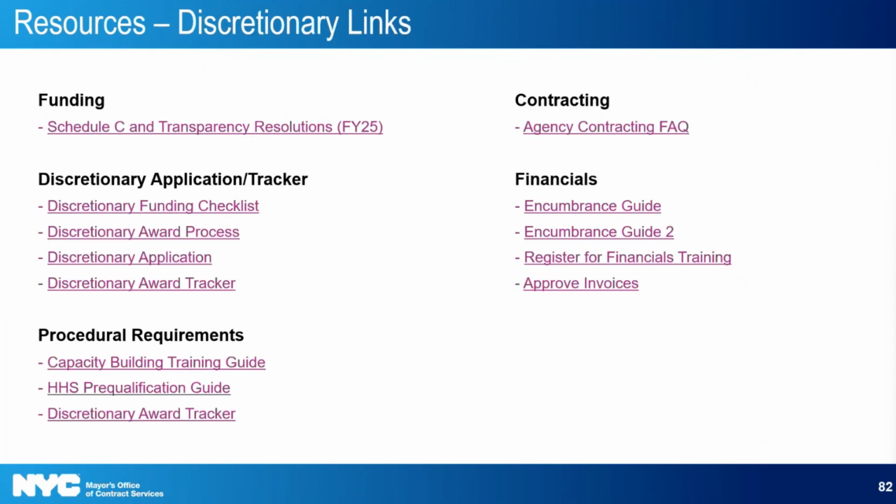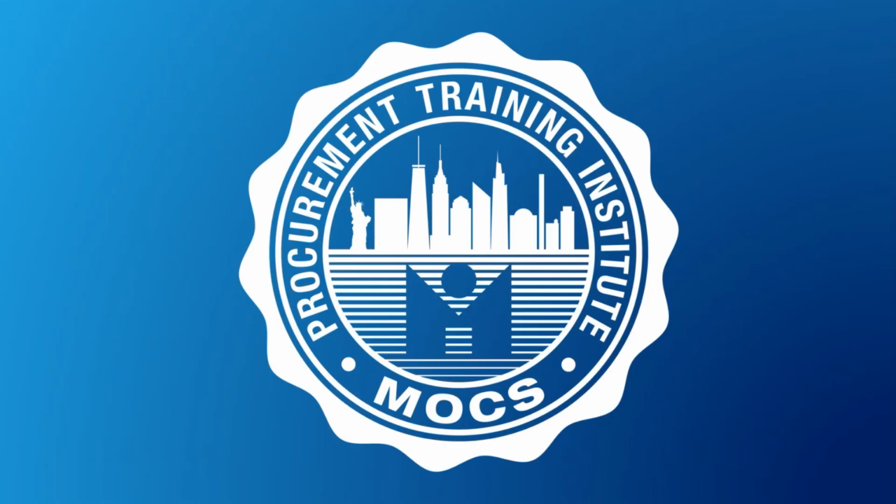As a final summary, we have compiled a list of links to various guides, webinars, etc. that cover all elements of the discretionary process, organized by subject. All of these resources can be found across the 3 websites we just discussed. And now I'll hand it over to Noah to close us out.